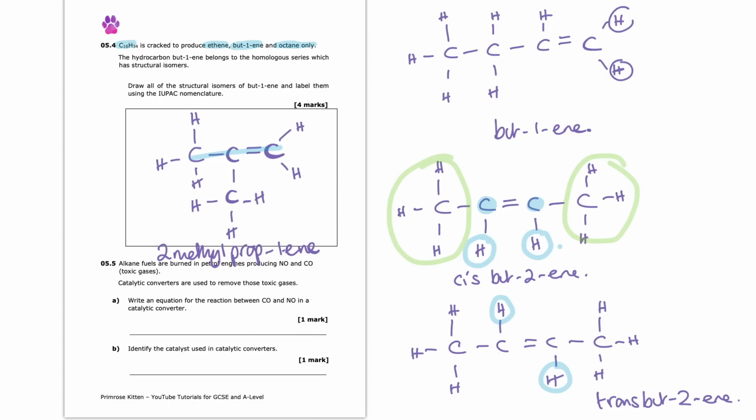So next we're asked about alkane fuels which get burned in petrol engines, and we're told that they can produce 2 toxic gases, NO and CO. And we're told here that catalytic converters are used to remove those gases. We're asked to write an equation for the reaction between carbon monoxide and nitrogen monoxide in a catalytic converter. What happens is the carbon monoxide reacts with nitrogen monoxide to make carbon dioxide and N2. So this is going to need a bit of balancing. So we need 2 carbon monoxides, 2 CO2s, and 2 NOs.